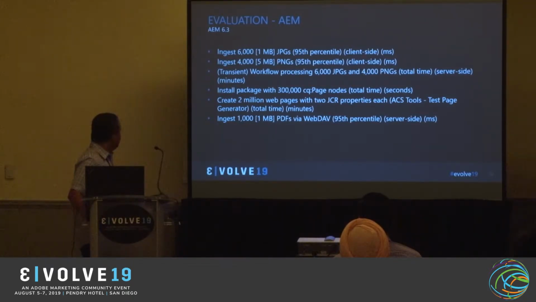And then we tried a package install, something we all do, something that can be slow. We had a fairly big package built that had about 300,000 page nodes, and we installed it and took note of how long it took on a VM running in Azure. And then the ACS tools package comes with a particular tool called a test page generator. It can actually create millions of test pages. So we created 2 million pages and measured how long that took.